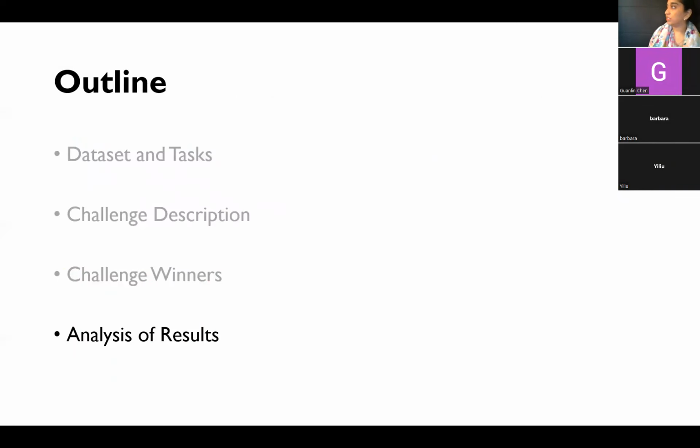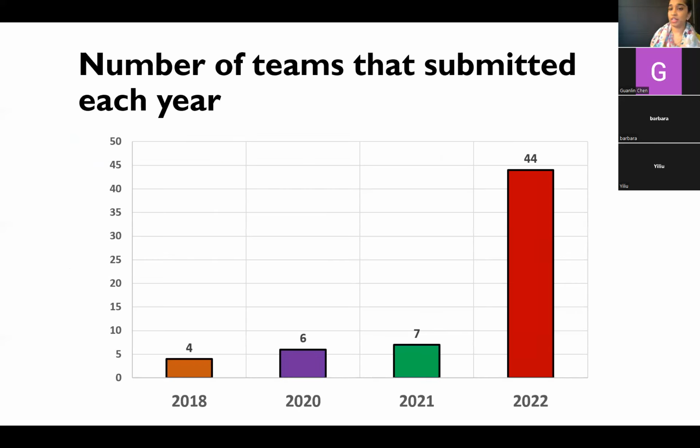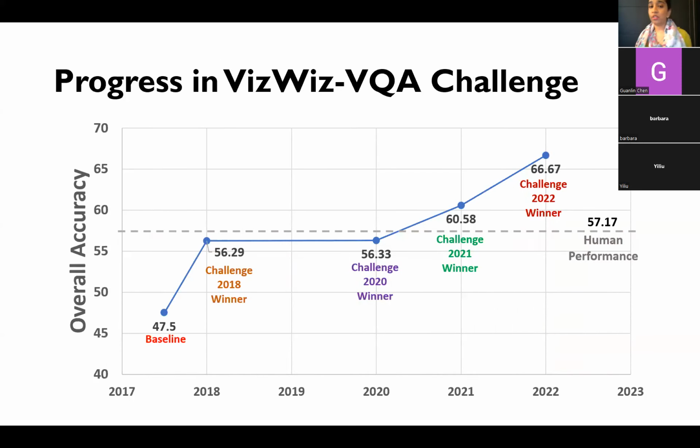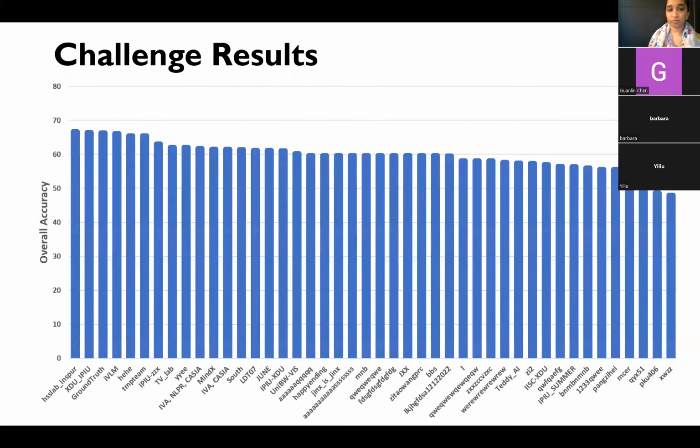We'll now look into some analysis of the results from this year compared to previous years. We first wanted to show the impact that this has had over the years. The challenge first started in 2018, and we have been seeing an increase in the number of participants, and this year we had 44 different teams participating in our challenge. We'd also like to note the increase that has been happening in the accuracy over the years. While the baseline when the paper was released was about 47%, we are now at 66.67%, which is about 6 points more than last year's winner.